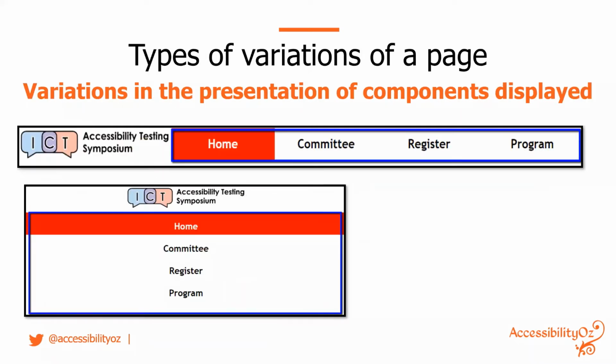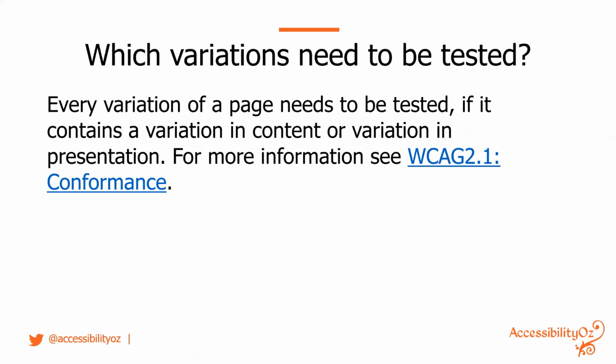Whereas this is variation in presentation. This is the ICT Accessibility Testing Symposium. On your desktop size, you've got Home, Committee, Register, Program horizontally along the page. And when you decrease the size of the window, Home, Committee, Register, Program look exactly the same. They're just vertically down the page. Now that you only need to test once. So it's exactly the same code, it's just a change in display. So that's something that you should keep an eye on when you're doing testing. Once again, each variation of a page needs to be tested if it contains either a variation in content or a variation in presentation, but sometimes you can get away with testing less.